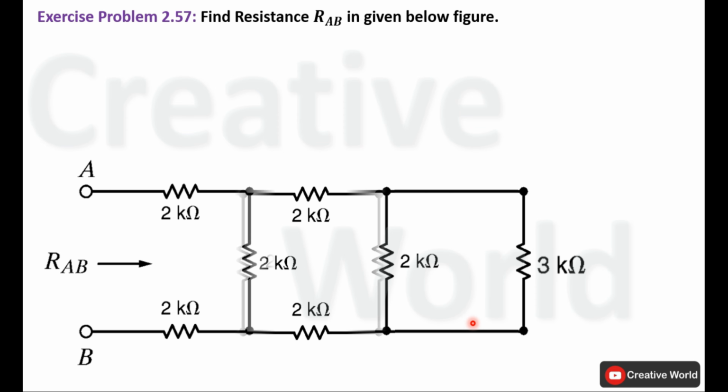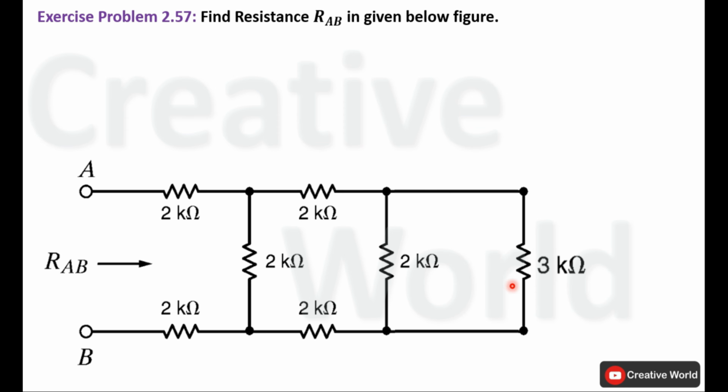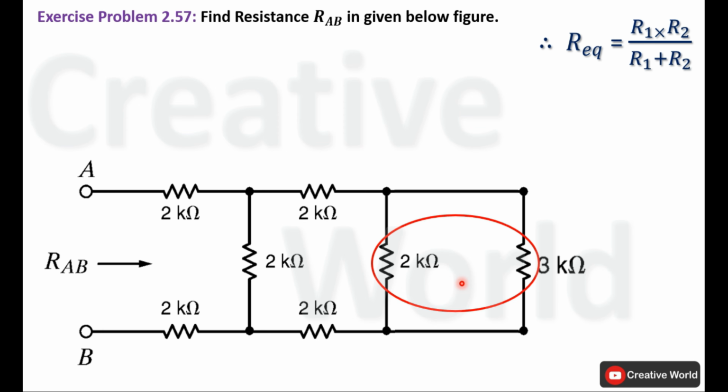Modify the circuit. Now these two resistances are converted into a parallel connection. So we can find their equivalent resistance by using this formula. R equivalent equals R1 multiplied by R2 divided by R1 plus R2. In this case, R1 will be 2 kilo ohm and R2 will be 3 kilo ohm. Place the values inside this equation to calculate their equivalent resistance.